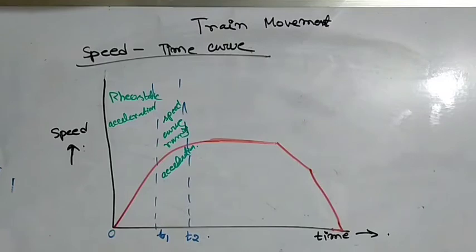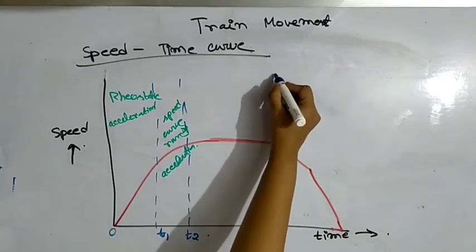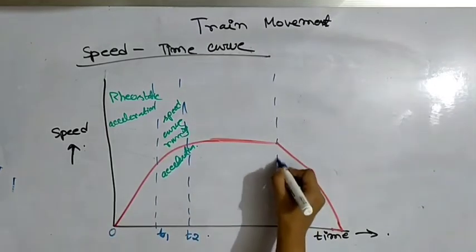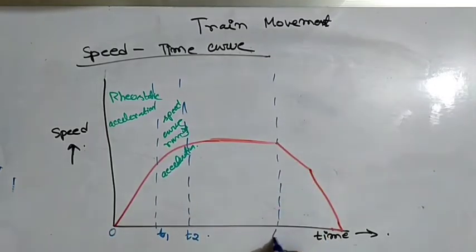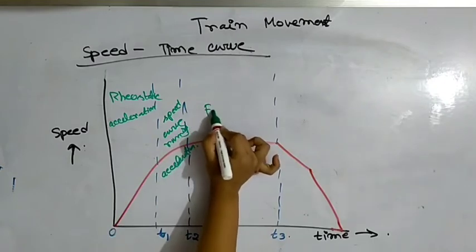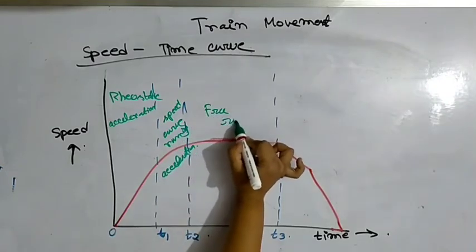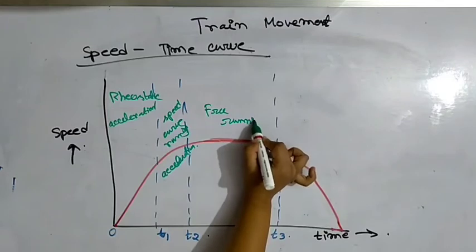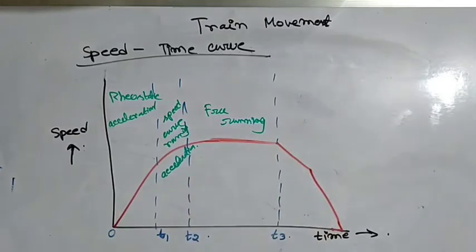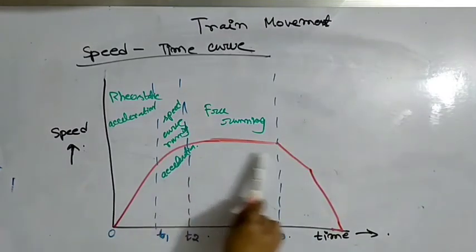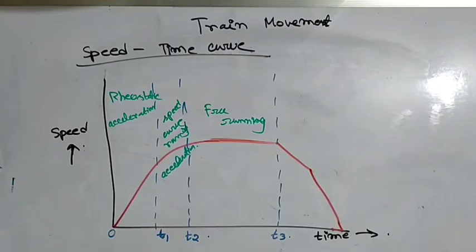Now next is free running period T2 to T3. This is free running period. Okay, now during this period the train runs at constant speed attained at the end of the speed curve running.